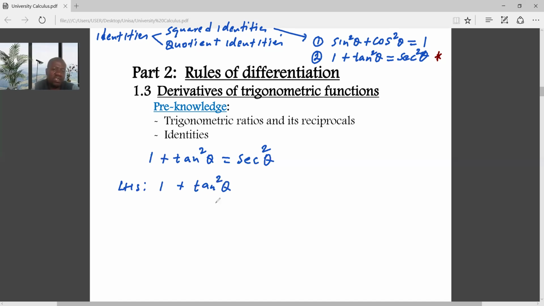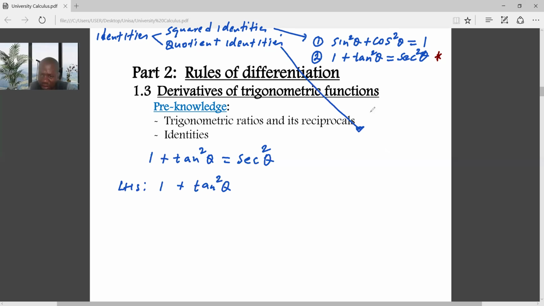We can do this in 2 ways. Before I prove this, let me talk about the quotient identities. Quotient identities are those that are written in the form of a fraction.